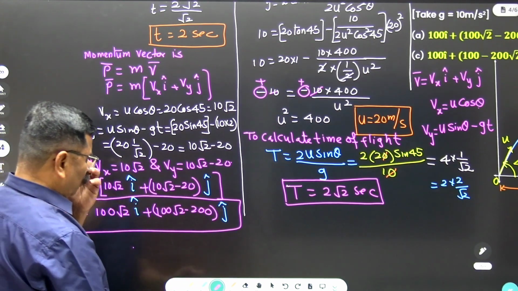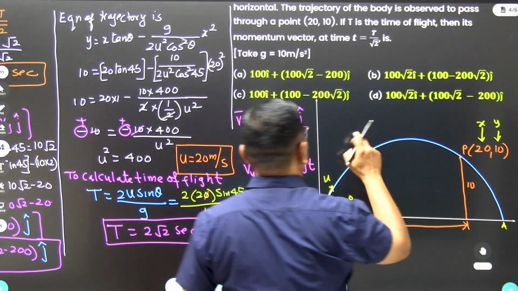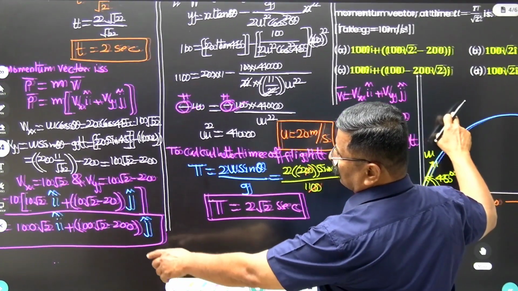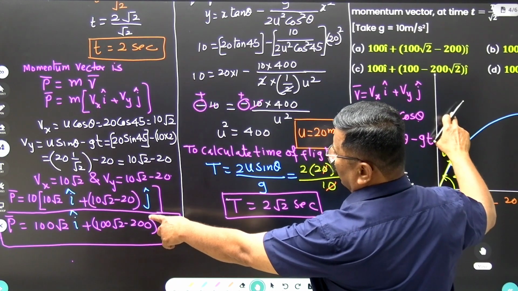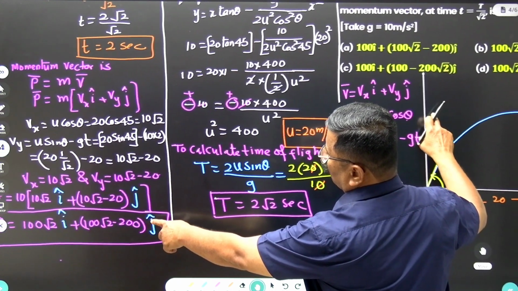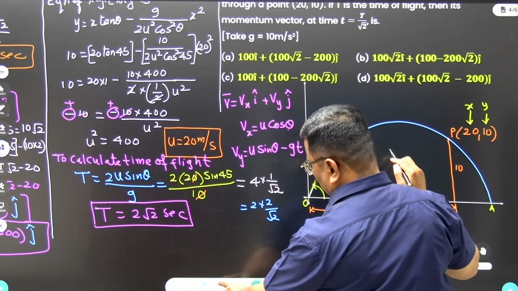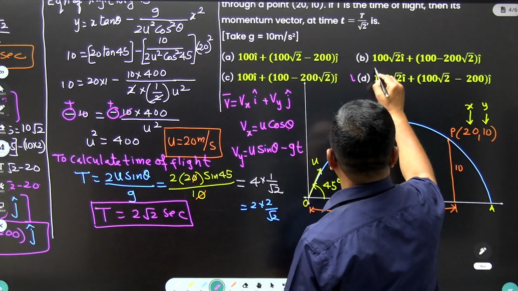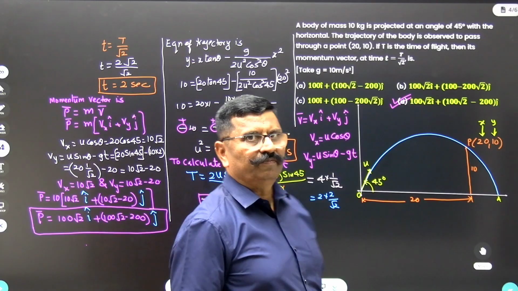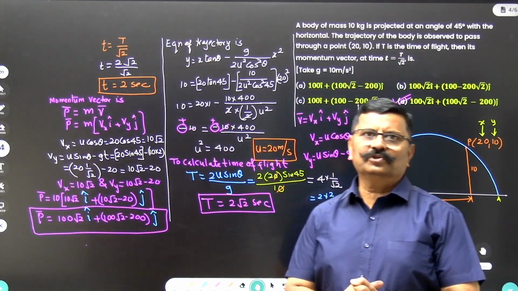Now let us see which option is correct here. See, the answer is here: 100 root 2 i cap plus (100 root 2 minus 200) j cap. So the correct answer is this D option. I hope all of you understood this problem.